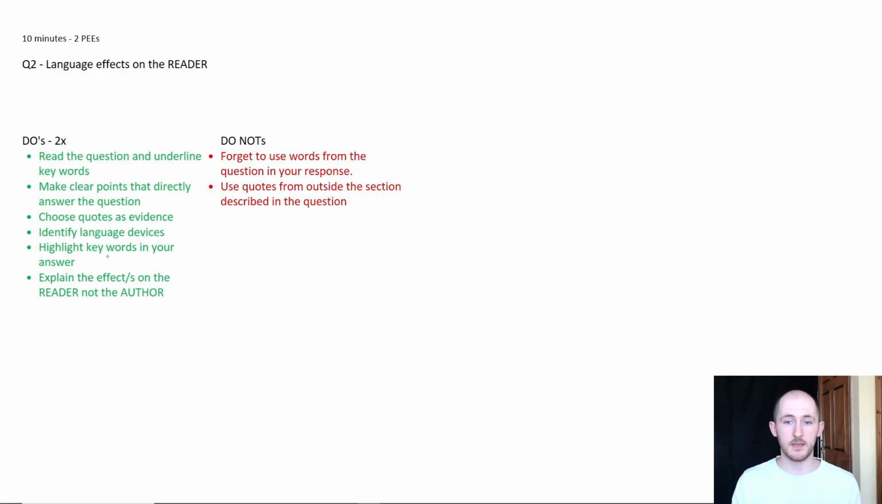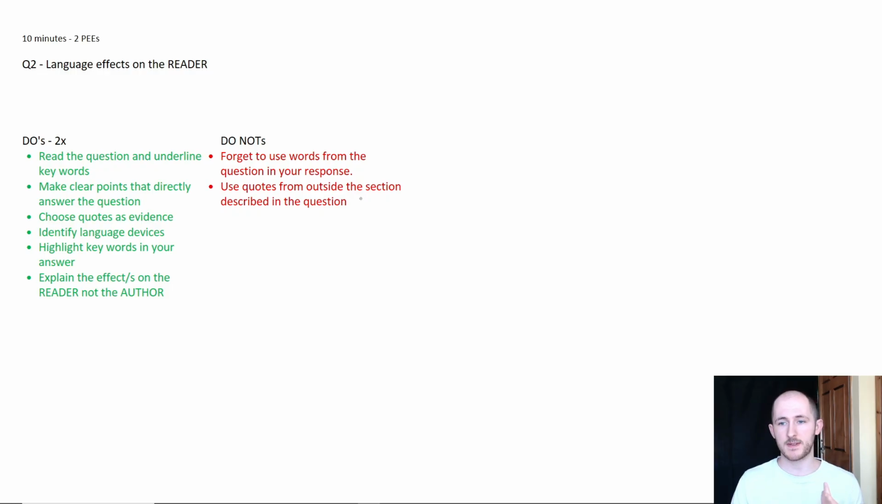So highlighting keywords is also quite important. If there's a specific word that the writer has used, think about why they've used that word and really zoom in on that single word. So the use of this word connotes this. And what you're going to do is explain the effect, or effects, on the reader, not the author itself. And don't forget to use words from the question in your response.